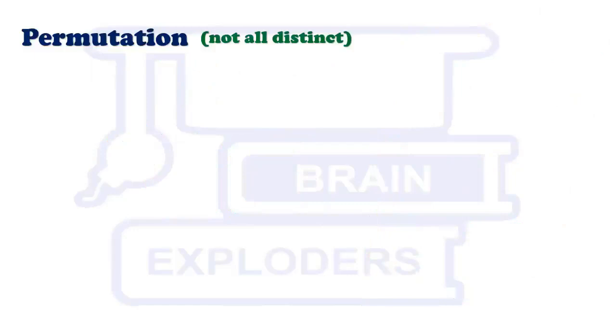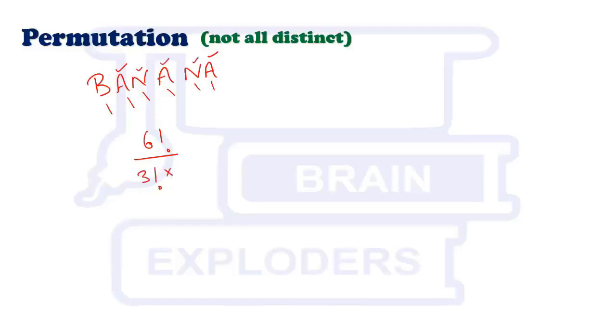Let's see it with the help of an example. Suppose we have to find the total number of arrangements of the word banana. In the word banana there are 1, 2, 3, 4, 5, 6 letters, so 6 factorial, and A is repeated 3 times, so we write 3 factorial in the denominator, and N is also repeated, so there is one more 2 factorial in the denominator. These are the total number of ways.